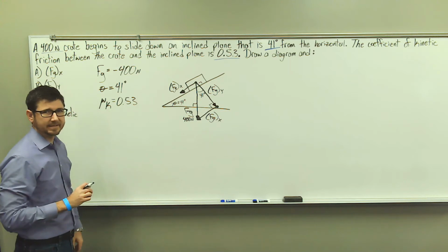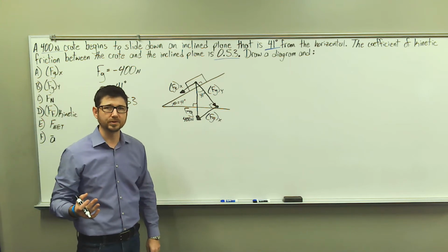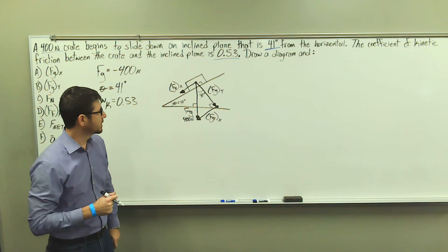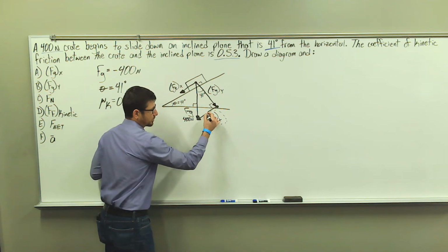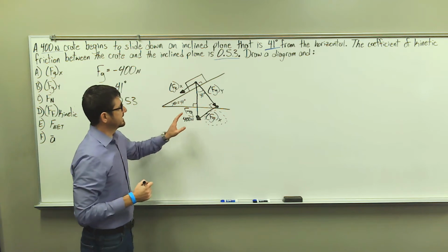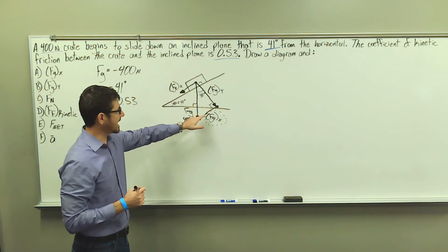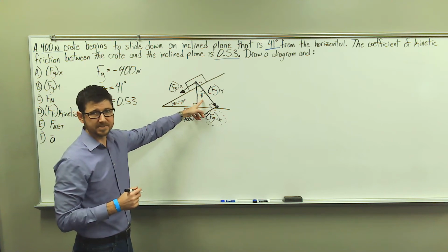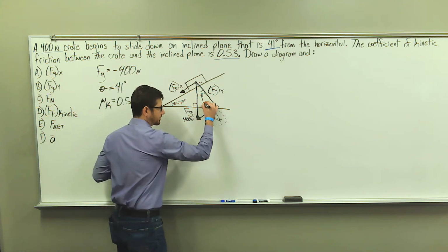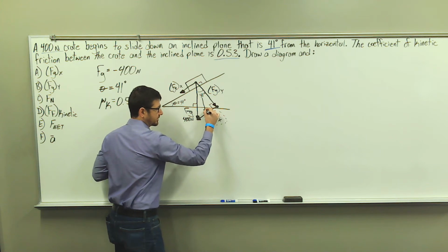In part A, it wants to know what the x component of weight force is. Well, we're looking for this guy, the x component of weight force. And in this triangle, this side, with respect to the 41-degree angle, is the opposite side length. So right there, we're looking for this guy.